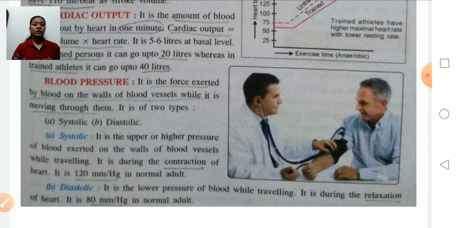And diastolic means lower pressure, the lower pressure of blood while traveling in it. When the blood travels through blood vessels, the lower pressure is known as diastolic, and it is during the relaxation of the heart, and it is about 80 mmHg in a normal adult.